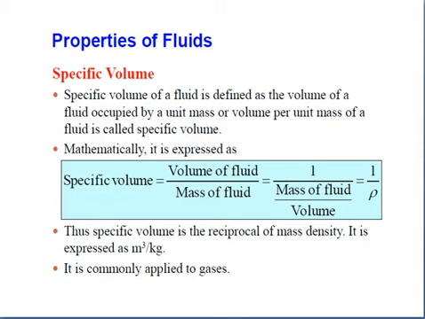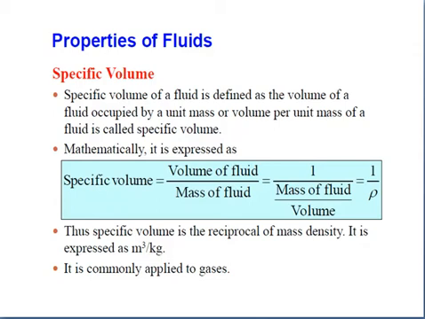See the basic difference between gases and liquids. In case of the gases, we use the expression as volume of the fluid divided by mass of the fluid. But in case of the liquids, we have to use the expression as volume of the fluid divided by weight of the fluid, not the mass. This is the basic difference between the specific volume of gases and the specific volume of liquids. All of you get this concept?